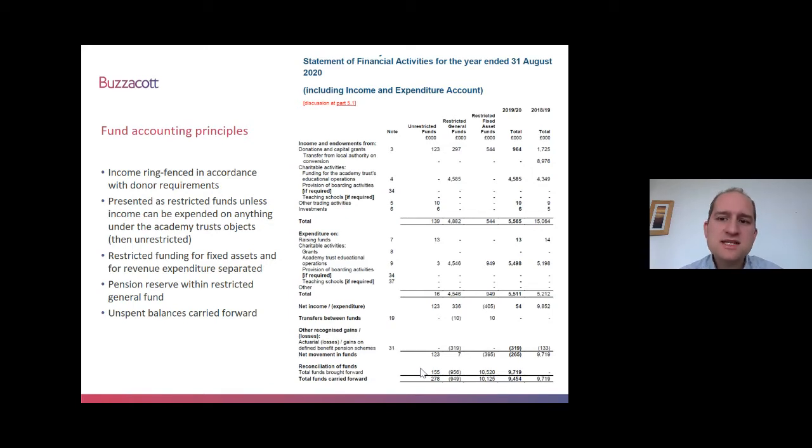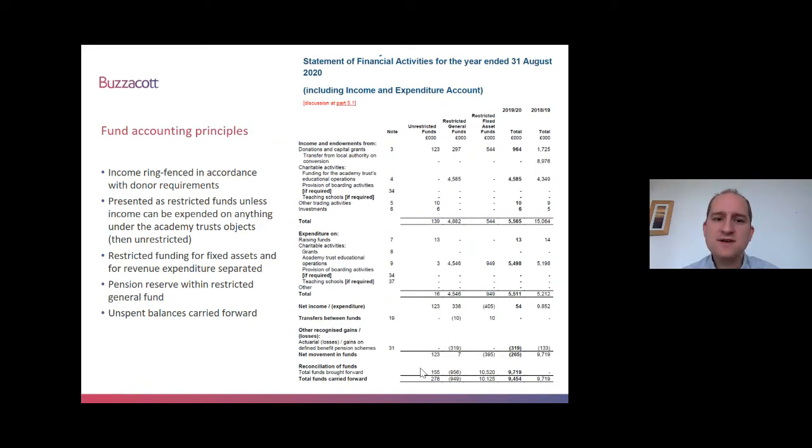Just a note on this page, the pension goes within the restricted general fund. This is the local government pension scheme deficit and the related adjustments in connection with that. You'll see the total of that column is negative, and the reason it's negative is because that total fund balance includes the obligation to pay that local government pension scheme deficit over a period of time. So that all goes through that column.